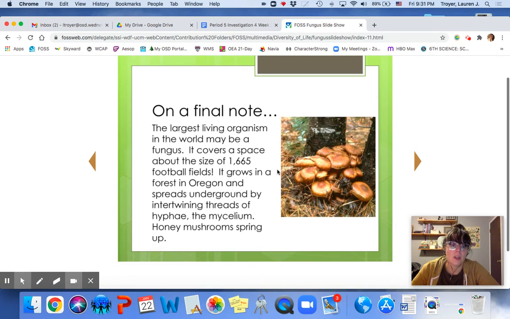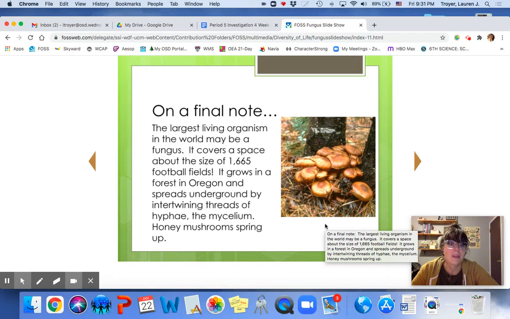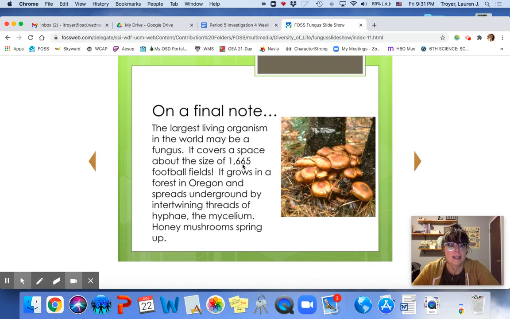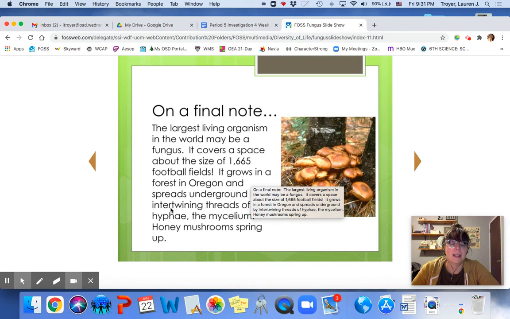And the final note, the largest living organism in the world may be a fungus. So that final question, the answer is yes. It covers a space about the size of 1,665 football fields. So go ahead and fill that in for how big is it in your doc. How big is it? 1,665 football fields. It grows in a forest in Oregon.